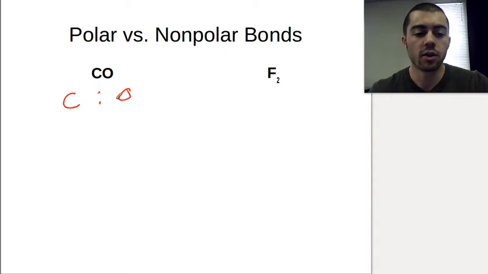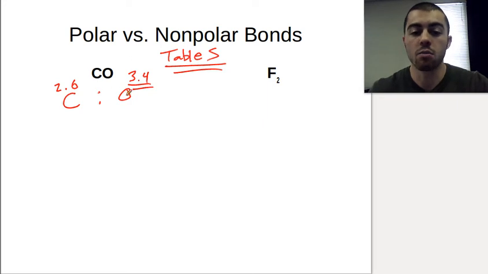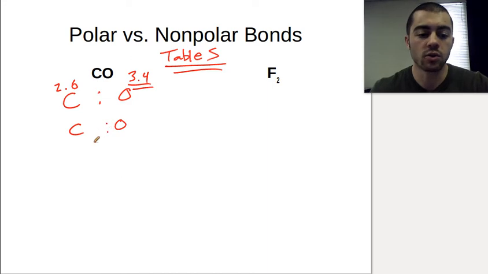So if we look at the electronegativity values, remember Table S is where we can find these electronegativity values, but if we look at the electronegativity values for carbon and oxygen, the carbon value is 2.6 and the oxygen value is 3.4. So oxygen is more electronegative than carbon. That means it wants these two electrons that they're sharing more. So the real bond between carbon and oxygen would probably look a little more like this, with the electrons closer to the oxygen side than the carbon side.